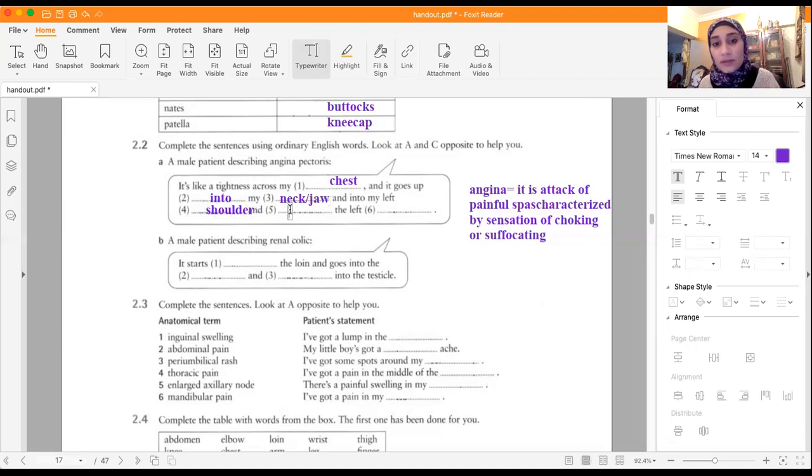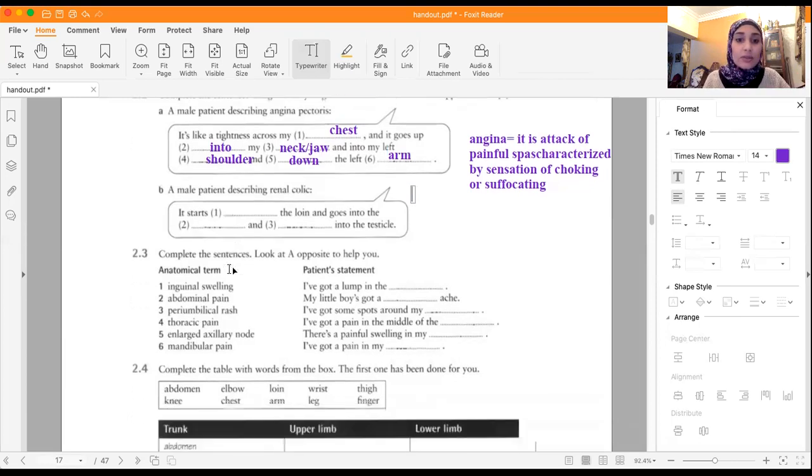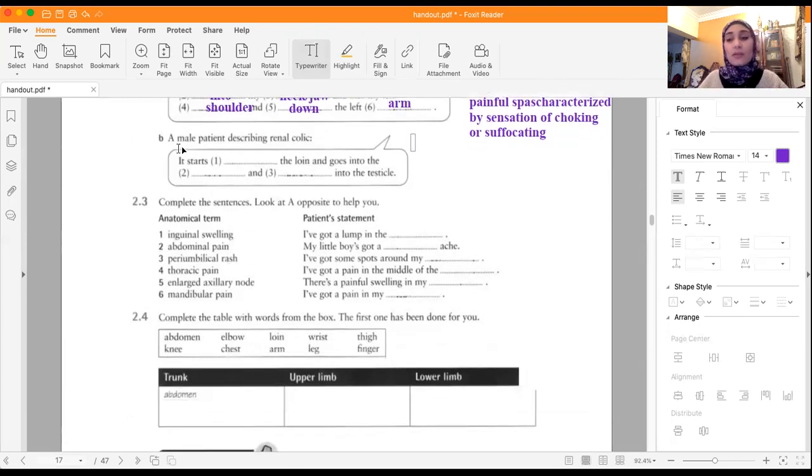And what? The left what? So you can say and down the left arm. All right, so it's like a tightness across my chest, and it goes up into my neck, for example, and into my left shoulder, and down the left arm. All right, so let's here move to number B.